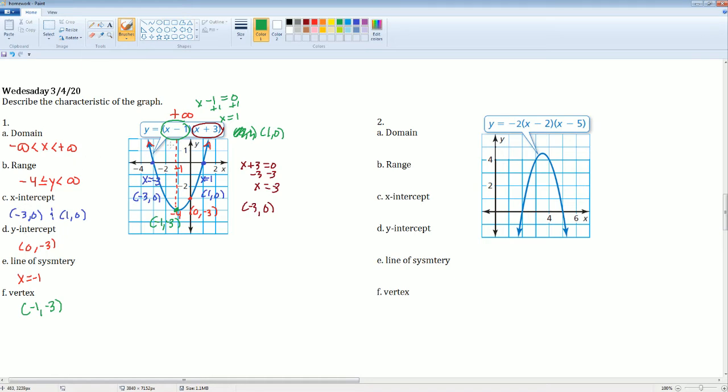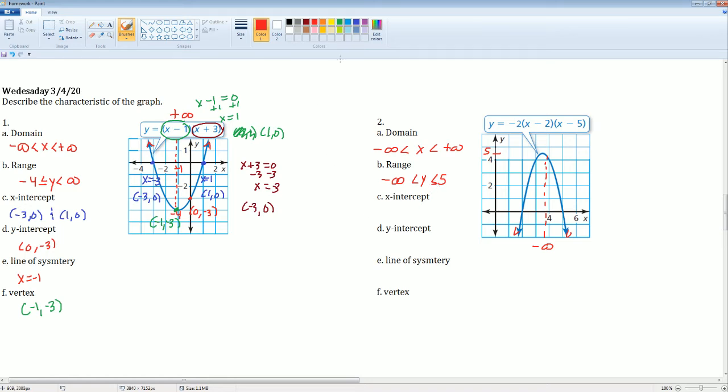Okay, let's go do this one. What is the domain? I see the arrows, so I know it goes from -infinity all the way to positive infinity for the x. What is the range? It starts from -infinity and goes all the way up to what number? I think this is going to be 5. So the range goes from -infinity all the way to 5, and this is for y.